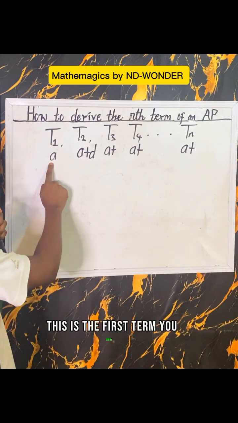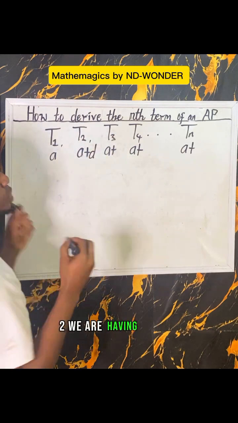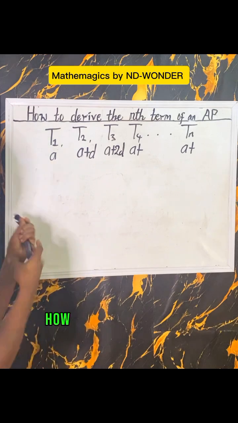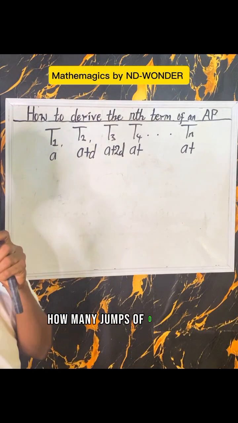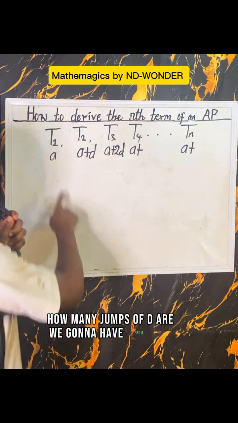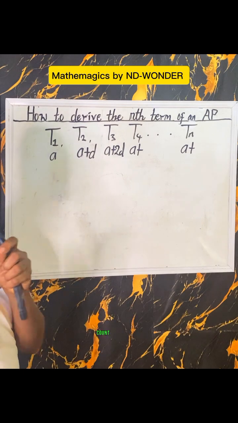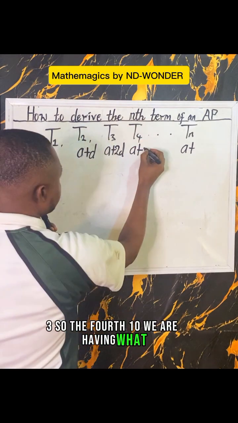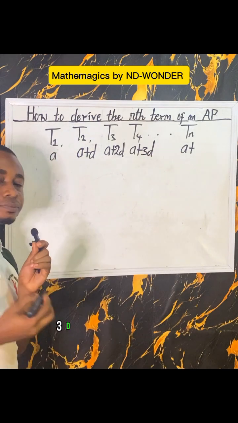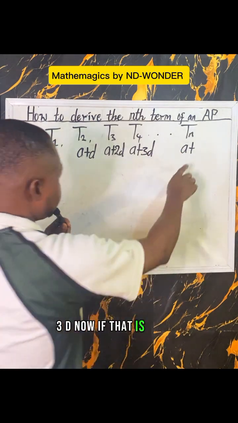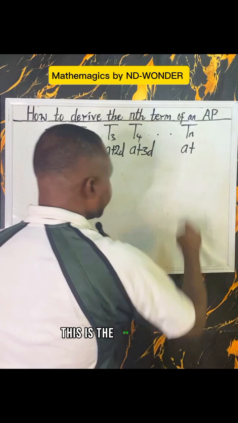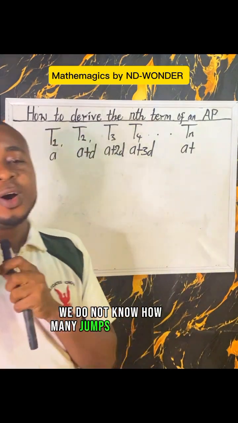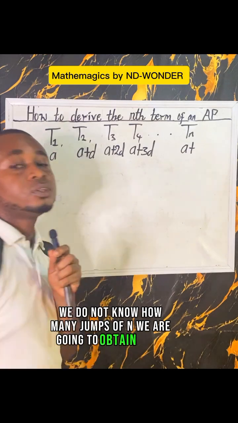This is the first term, you count 1, 2. We are having 2 jumps of D. That becomes 2D. How many jumps of D are we going to have from the first term to the fourth term? Count: 1, 2, 3. So the fourth term we are having 3D. Now, if that is the case, this is the nth term. We do not know how many jumps of D we are going to obtain right there.